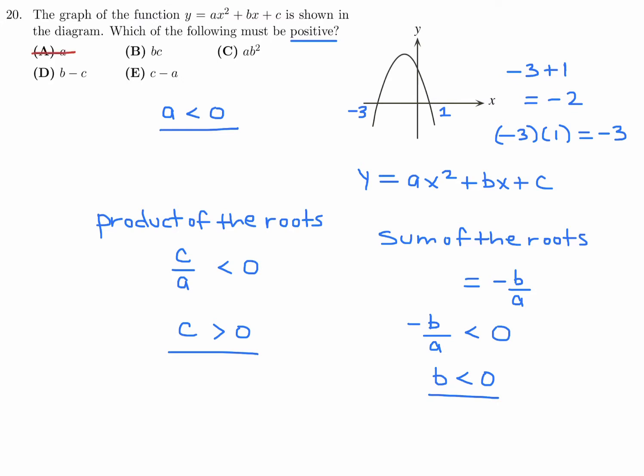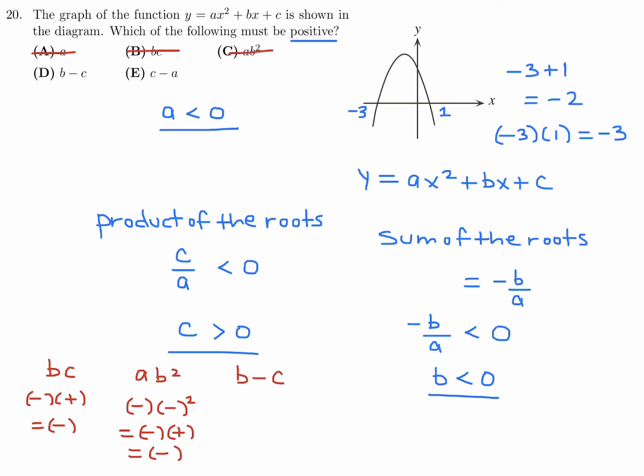A, well, a is negative, so it's not positive. B times c. B is negative, c is positive. So BC would essentially be a negative times a positive, and that is equal to a negative. So BC is negative. How about AB squared? A is negative, B is negative squared. A negative squared becomes a positive, and then you're multiplying that by a negative, so that's negative.